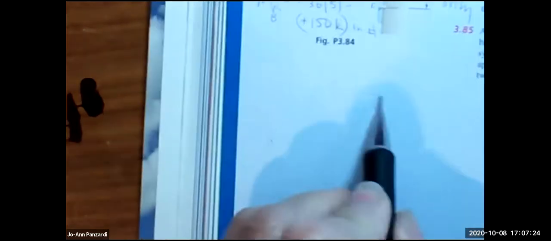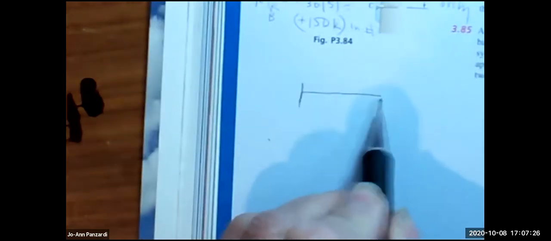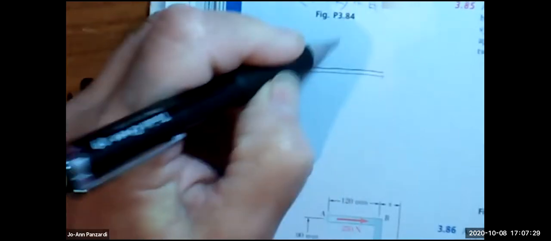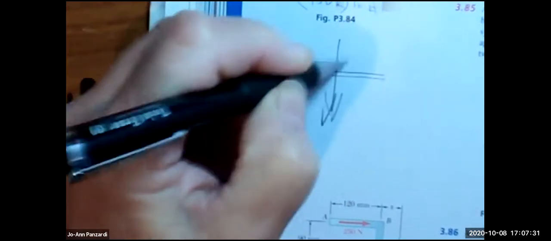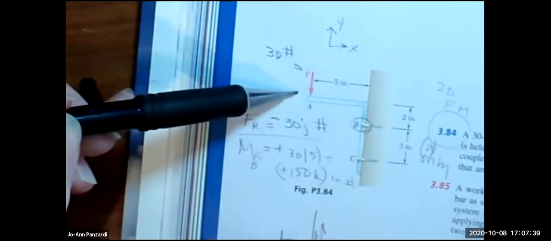Shear is when you have something, I'm looking at this, and shear is when it breaks, right here. The piece is sheared. So we have to, as engineers, design these bolts so that they can withstand 30-pound shear and a 150 inch-pound moment.